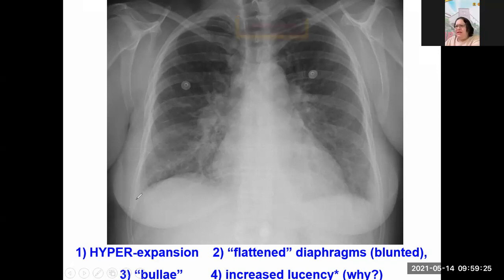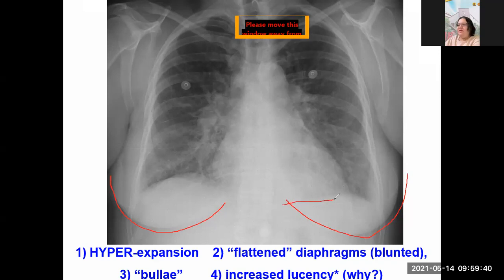So this X-ray is actually an X-ray of a female. As you can see here, you have your breast shadow. This is the breast shadow. This is the breast of the woman. And then you have here the diaphragm. The right side is not too flattened, but on the left it's a bit flattened.